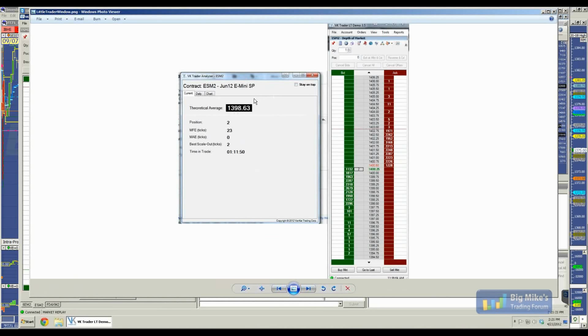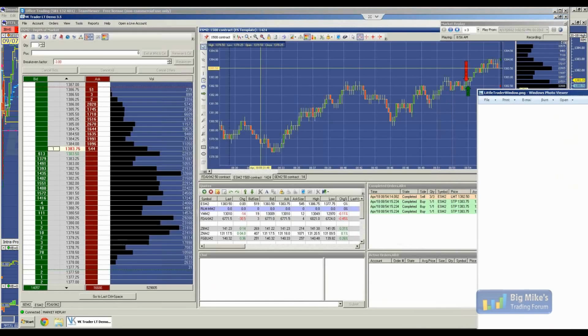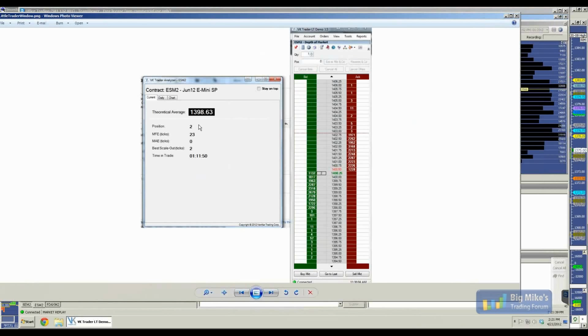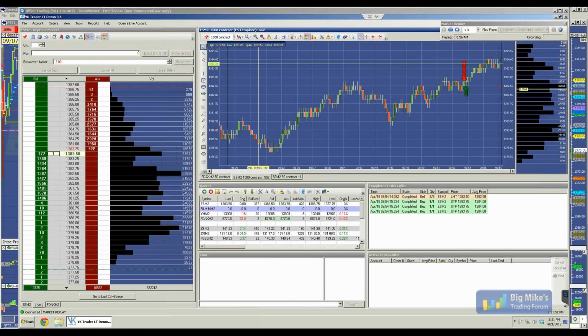As soon as I get the first scale, I'm taking the profits from that first scale and adding them to the average that I had. This is just a random example. I'm adding them to the average that I had, and I'm recomputing what my theoretical average is. So for this trade, my average was 82.50.